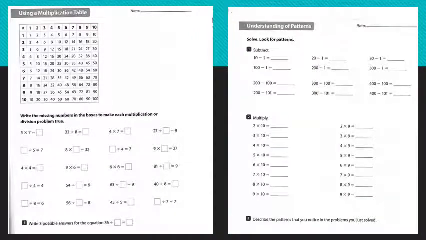Okay students, so right now we're looking at page 19 and page 20 of the packet. On these two pages we'll just be practicing our multiplication and division facts. So let's look at page 19 first, using a multiplication table. If we look first at number 1, it says 5 times 7 equals blank. We're going to be using the table to figure out that fact.